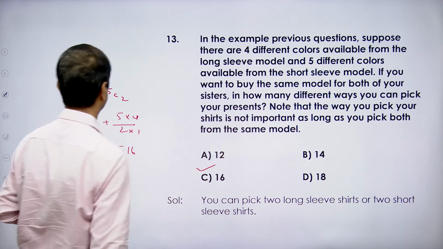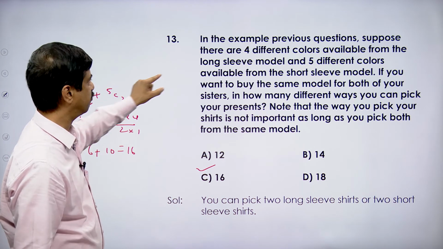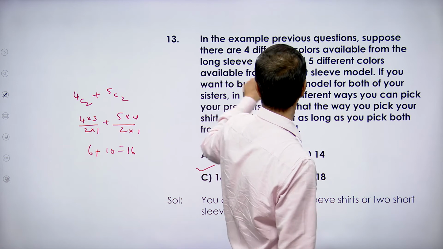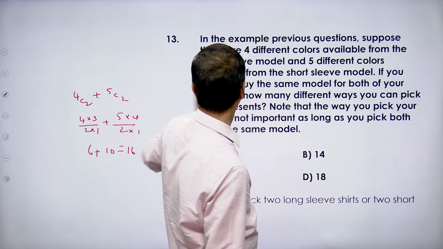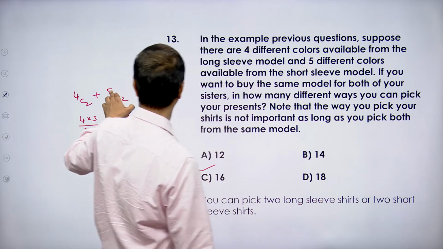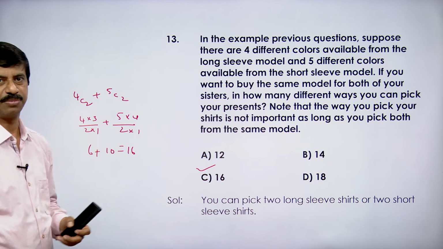So option C. Okay. 2 shirts from the 4 of the long sleeves, plus 2 out of 5 of short sleeves. So 2 out of 5 is 5C2 ways. So you got this as 16. So option C. Please note it fast, quick.